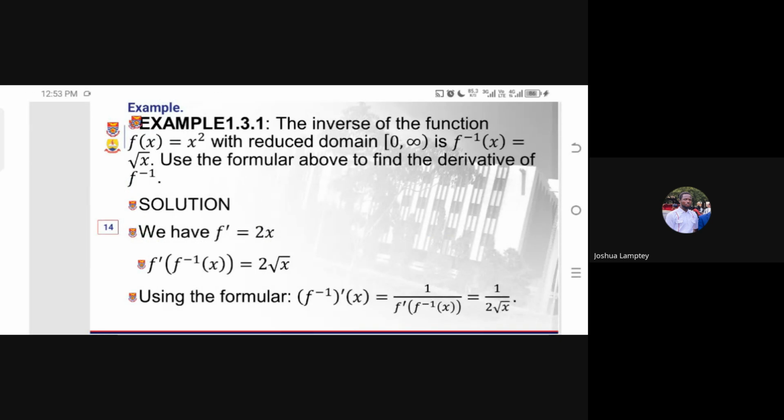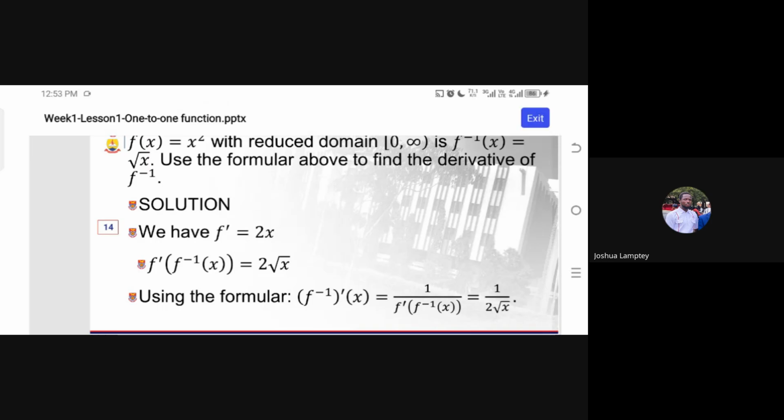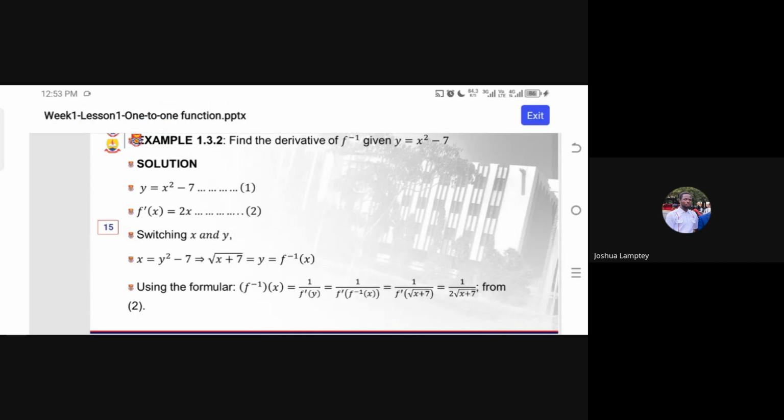So that is what they had. Let's look at it. When you have the formula, it will require you to find f prime, because in the formula we don't have f prime. So you first of all find f prime, which is 2x. Then you come and use it to solve for f prime of f inverse. Then you just substitute and you get the answer.